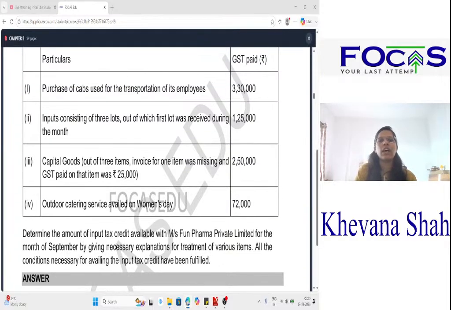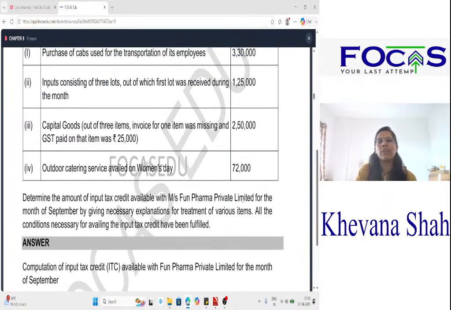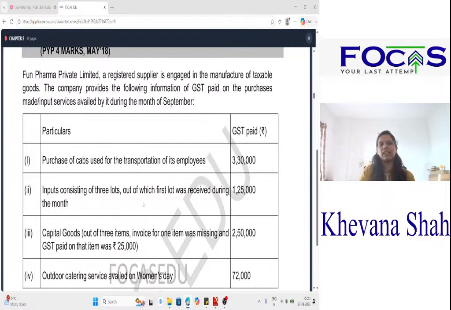Then you have capital goods. Out of 3 items, the invoice for 1 item was missing and GST paid on that item was 25,000, and the total invoice value we are given is 2,50,000. Then you have outdoor catering service availed on Women's Day, 72,000. Determine the amount of ITC available with Messrs Fun Pharma Private Limited for the month of September by giving necessary explanations for treatment of various items, and all the conditions necessary for availing ITC have been fulfilled. So please calculate the ITC which will be allowed in this particular case.